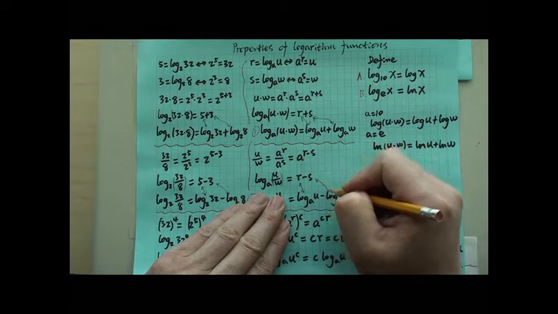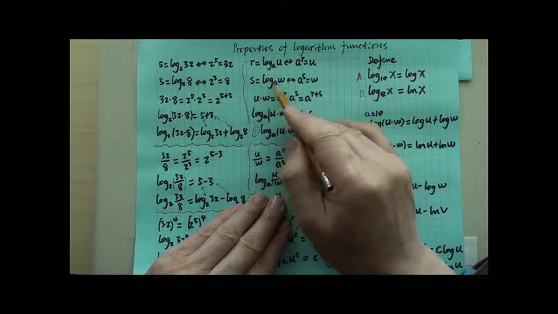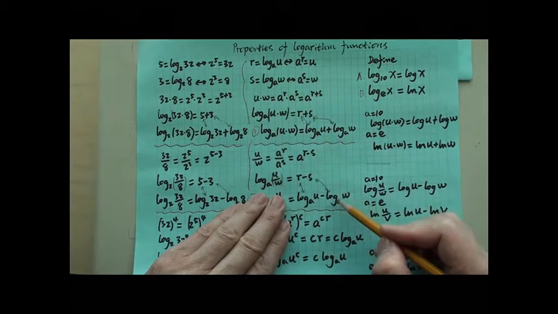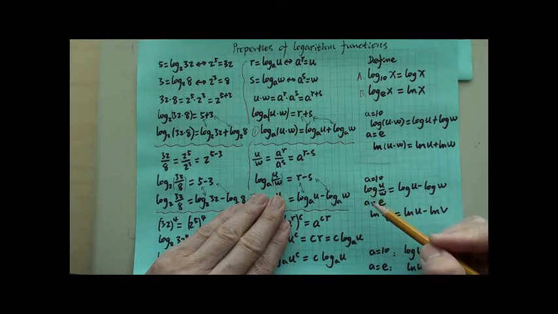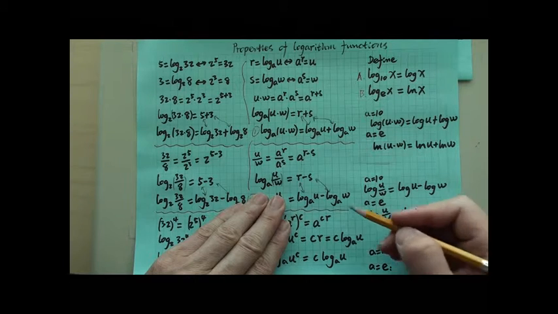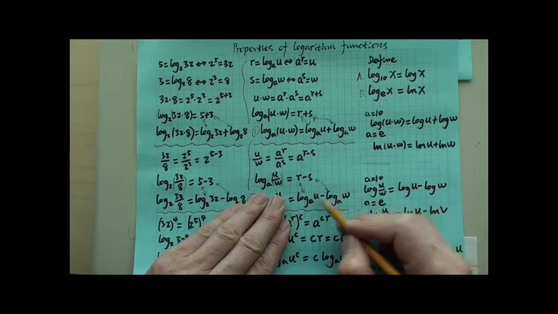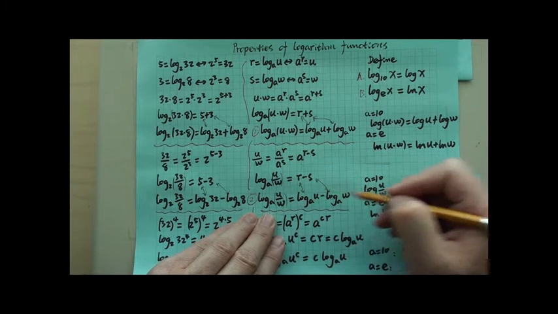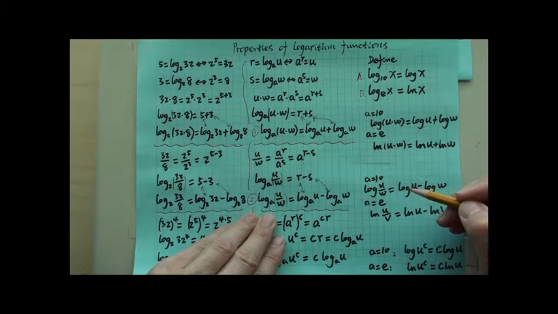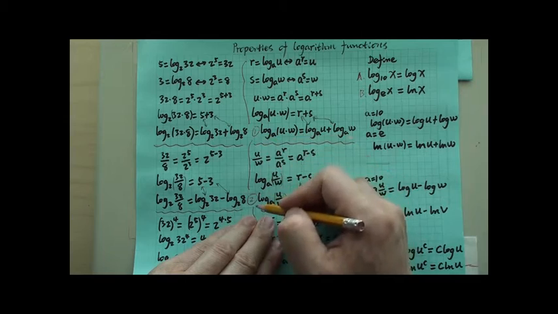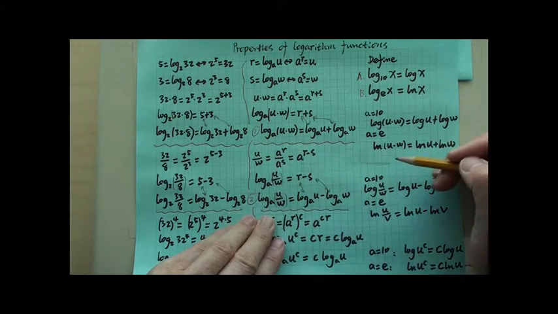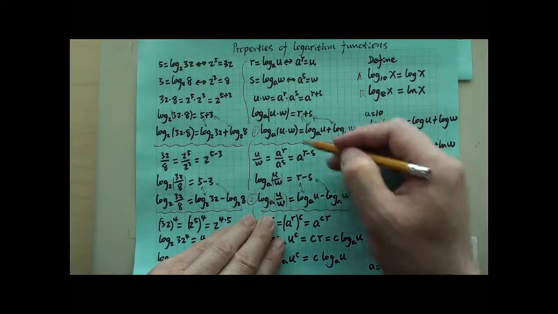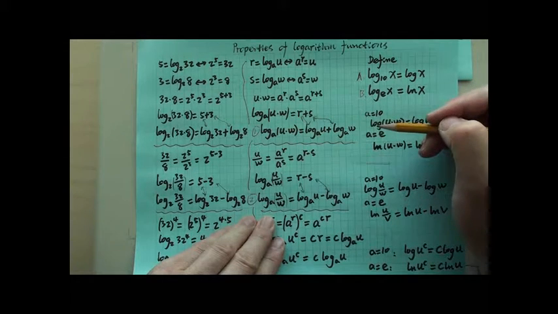R is log base a to the u, so those two are the same. S is log base a to the w. So right hand side is subtraction, left hand side was division. Okay, this is true in general. So this is property 2, this is property 1.